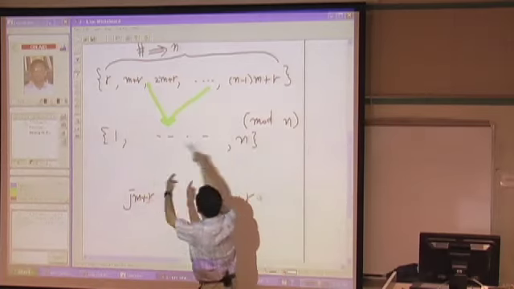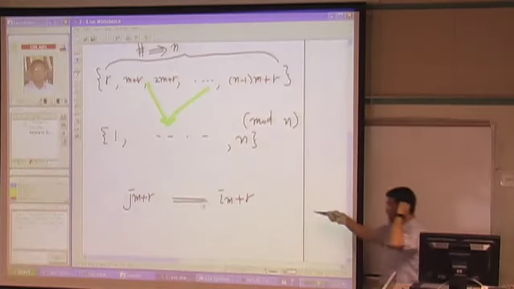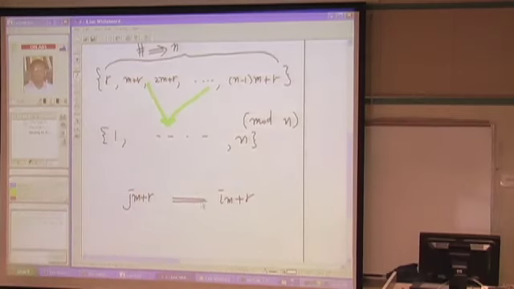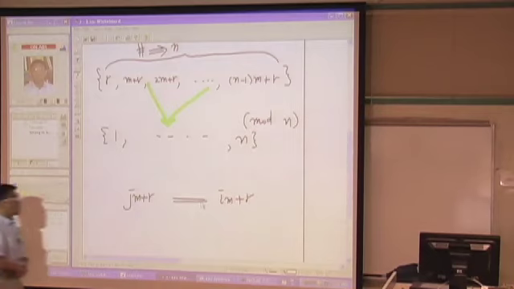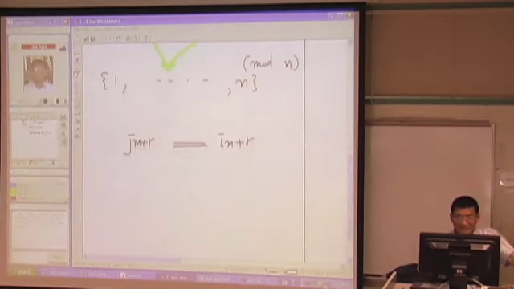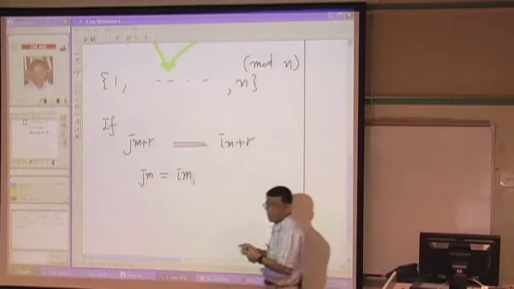And then assume that they occupy the same seat. Then I will prove that these 2 students are essentially the same student, right? That's what I do. Then it's done. So let's do it. If this happens, then jm is equal to im. We can subtract r from both sides, right?